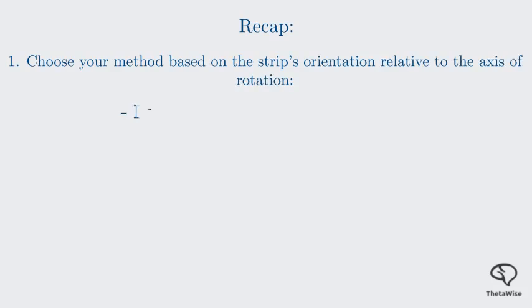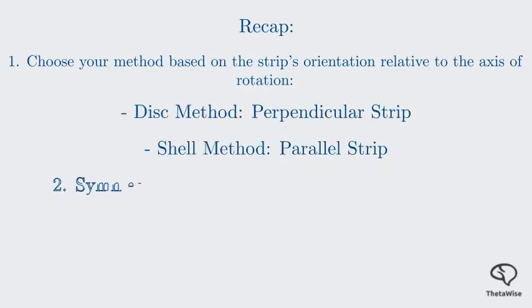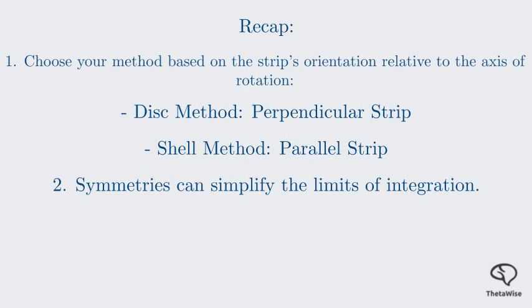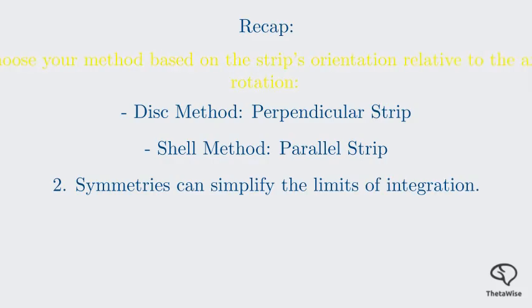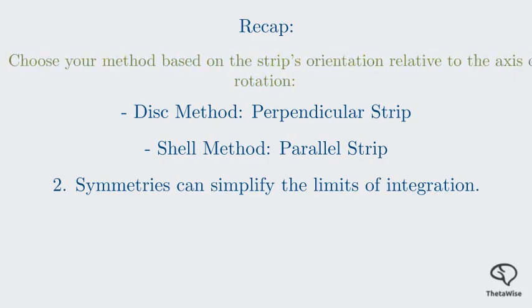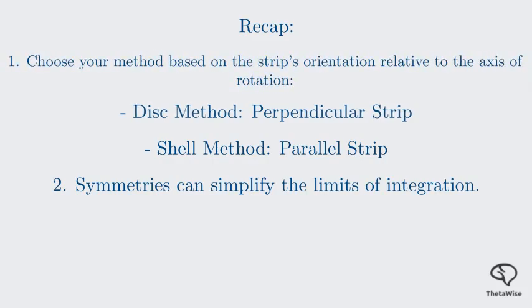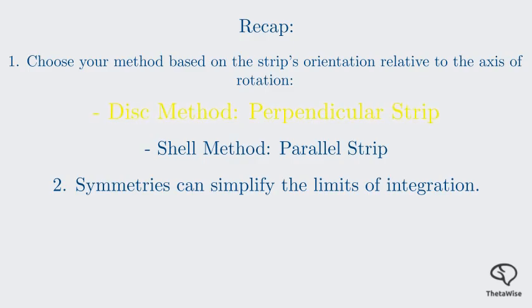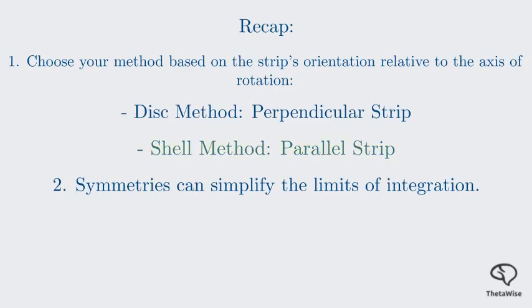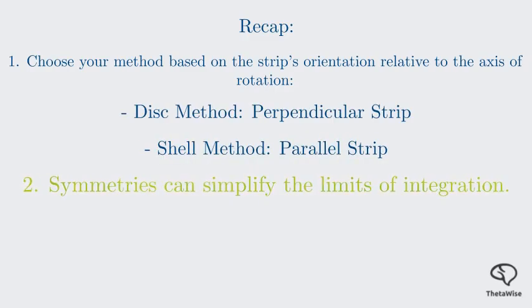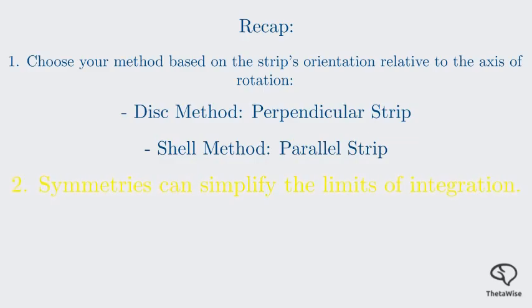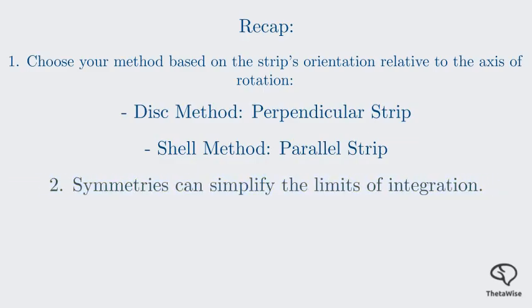Let's quickly review the strategies we've learned. The most important step is choosing the right method, and that depends on the direction of your representative strip. Remember the key rule. For the disk method, the strip is perpendicular to the axis of rotation. For the shell method, it's parallel. Don't forget that if the area is symmetrical about the axis, you can often simplify the problem by integrating over half the interval and doubling the result.